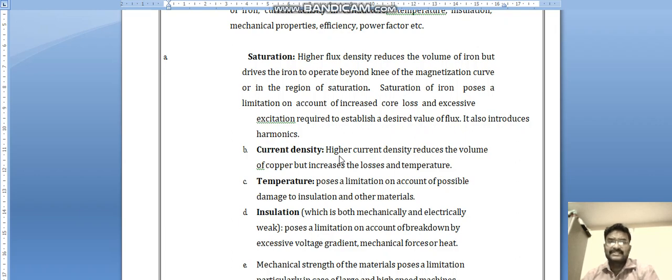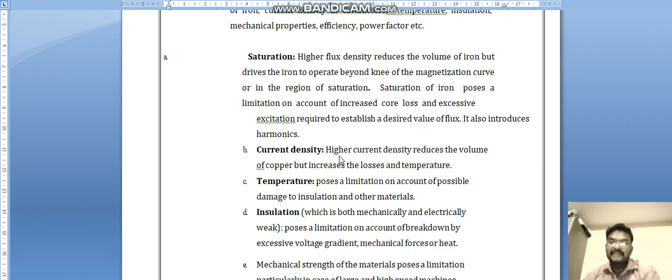Fourth one, insulation. Insulation can be both mechanically and electrically weak. If the insulation is mechanically weak, suppose it is a motor or generator, rotational force will be present, and the machine should withstand the centrifugal force. That is the mechanical aspect. And insulation can be both mechanically and electrically weak.